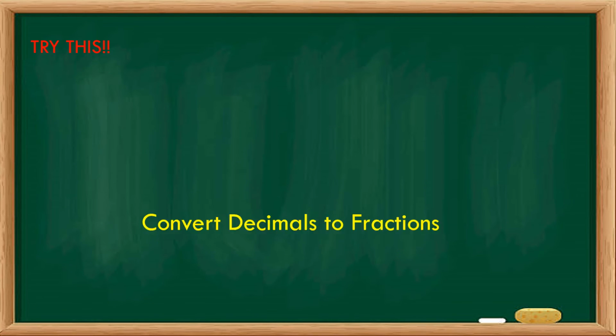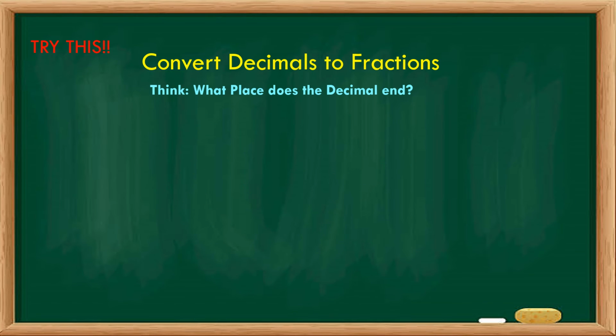Okay, let's try this. Convert decimals to fractions. Think, what place does the decimal end? For number 1, 0.4, the decimal ends in the tenths place. So that's going to be the denominator for our fraction. Again, wherever the decimal ends, that's going to be the denominator. We take a look at what number is behind the decimal and we have 4. So that's our numerator. So 4/10. But we still reduce to the lowest term and we get 2/5.